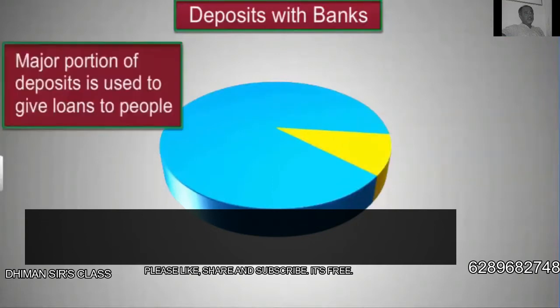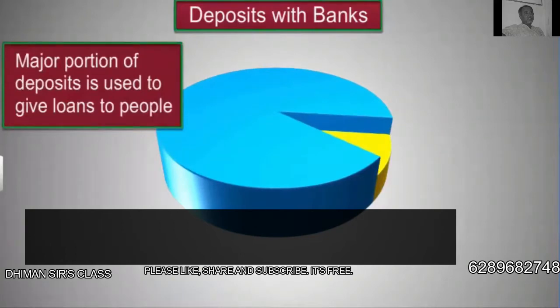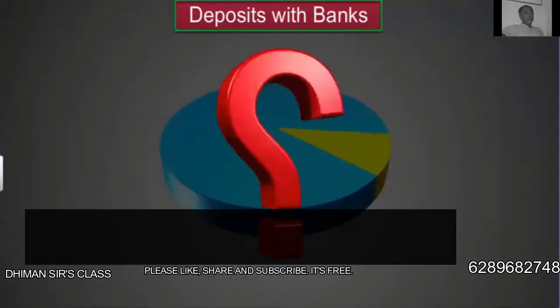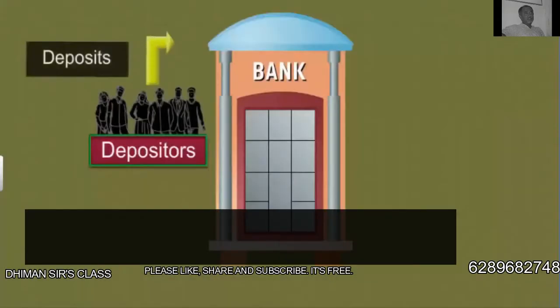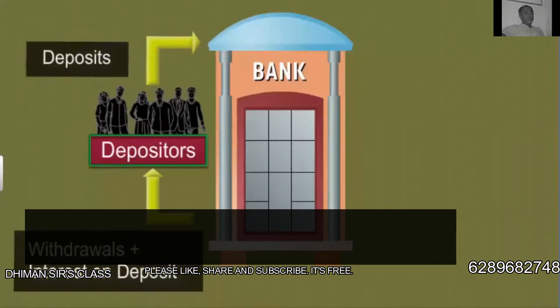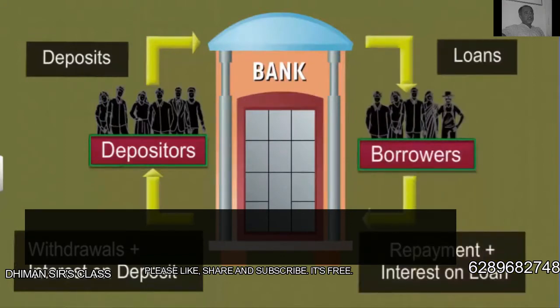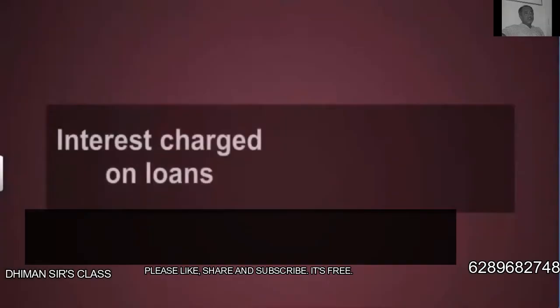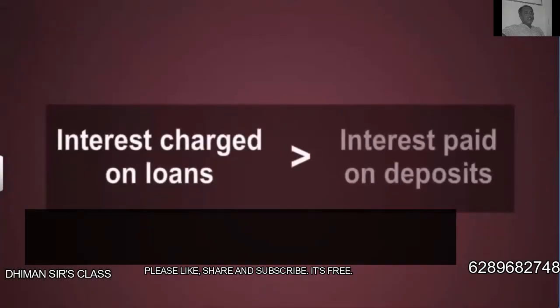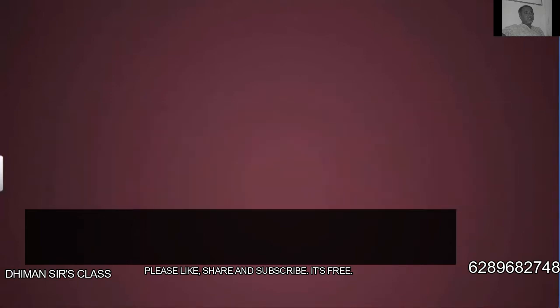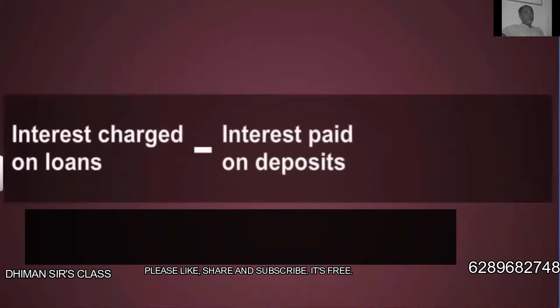A major portion of the remaining deposits is used by banks to give loans to people for different requirements. Why do banks give loans? The depositors of a bank are allowed to withdraw their deposits on demand and are paid interest on these deposits. On the other hand, the borrowers who take loans repay it to the bank along with interest thereon. The interest charged on loans is more than the interest paid by the banks on deposits. The difference between the interest charged on loans and the interest paid on deposits is the bank's income or profit.